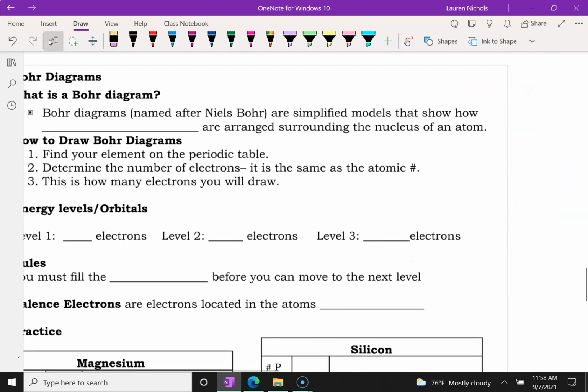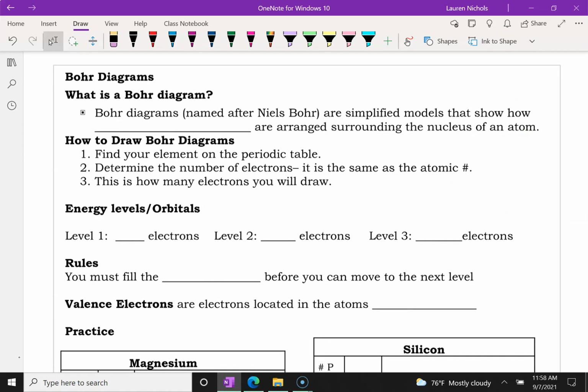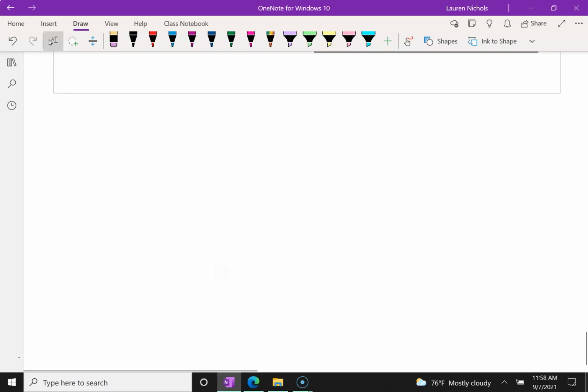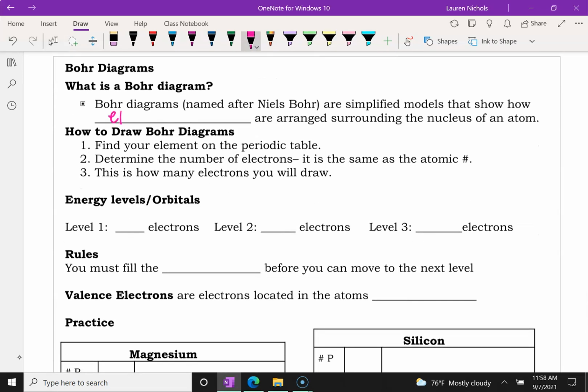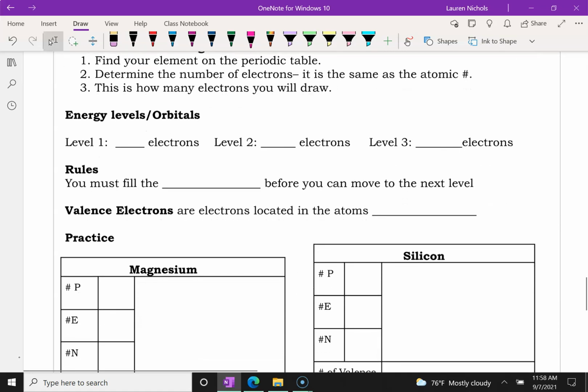Now, Bohr diagrams. This is the last part of the actual notes, and I'll give you an example, and then you need to do the rest on your own. So Bohr diagrams, named after Niels Bohr, who we learned about at the beginning of the video, are simplified models that show how the electrons are arranged surrounding the nucleus of the atom. Okay, so what you do is you find your element, you determine the number of electrons, it's the same as the atomic number, and then that's how many electrons you will draw.